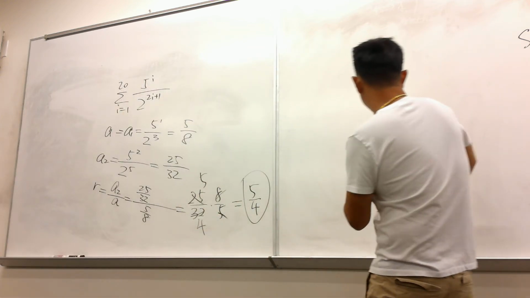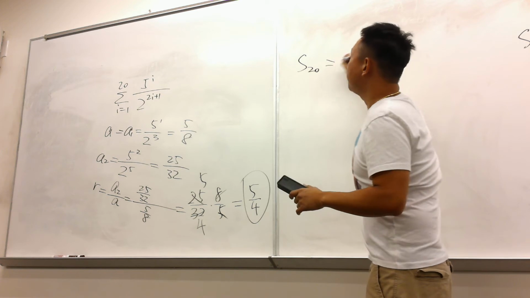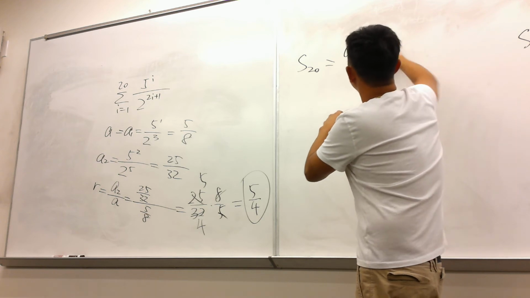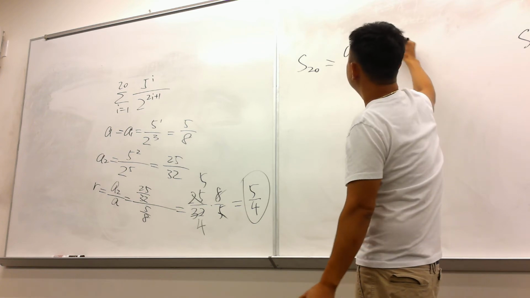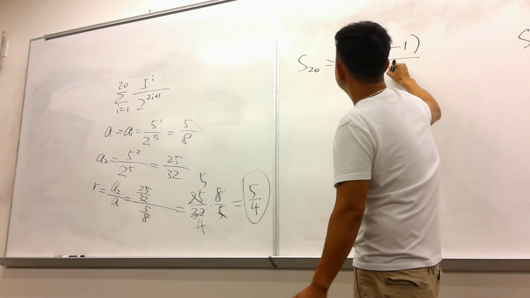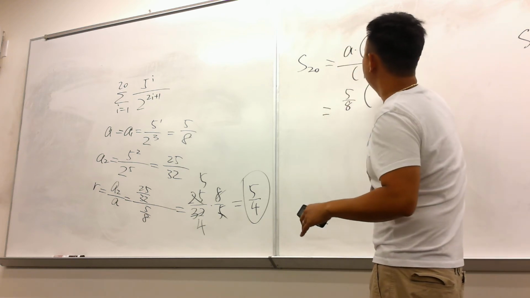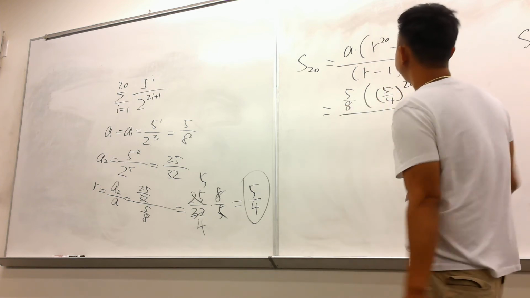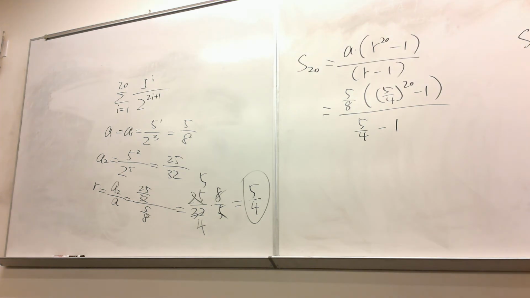Let's find the final answer for this question. What you're looking for is S sub 20. S sub 20 by formula is A times R to the power of 20 minus 1, over R minus 1. So you substitute A by 5 over 8, and R by 5 over 4, to the power of 20 minus 1, over R is 5 over 4 again, minus 1. 5 over 4 minus 1 equals 1. Did I make any mistake?